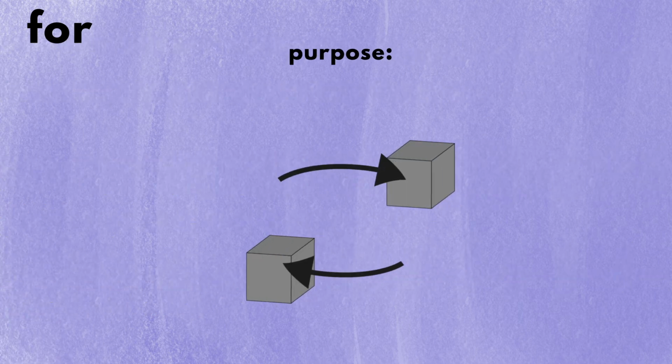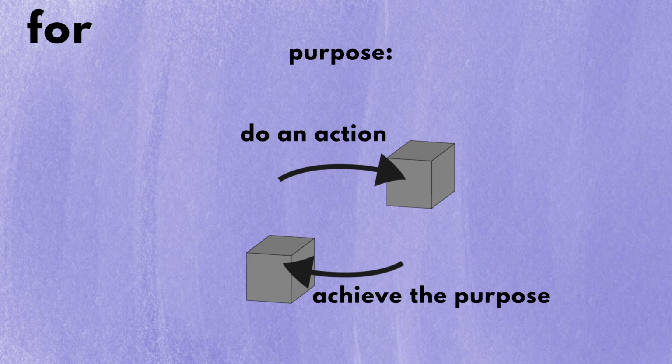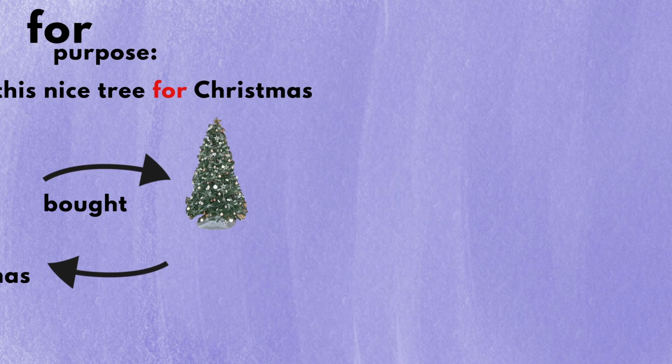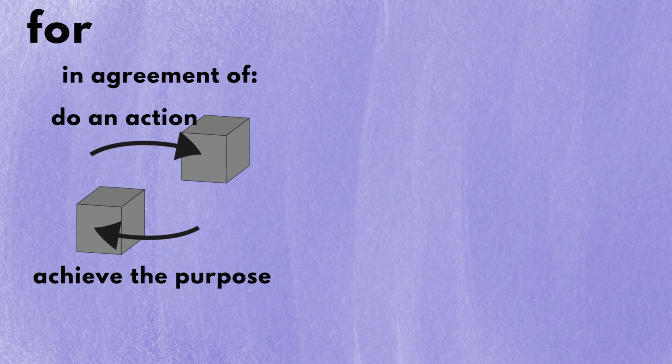Next, as mentioned in the beginning, the word "for" also took on the meaning of purpose because you do something in exchange for achieving your purpose. For instance, "I bought this nice tree for Christmas." This meaning also gained another layer of meaning, which is in agreement with. This makes sense because the purpose of your action is often what you are in agreement with.